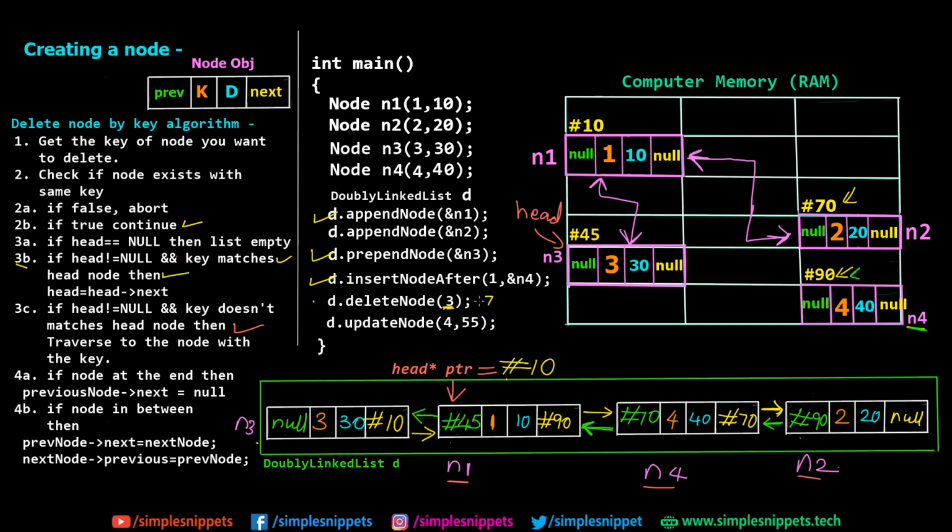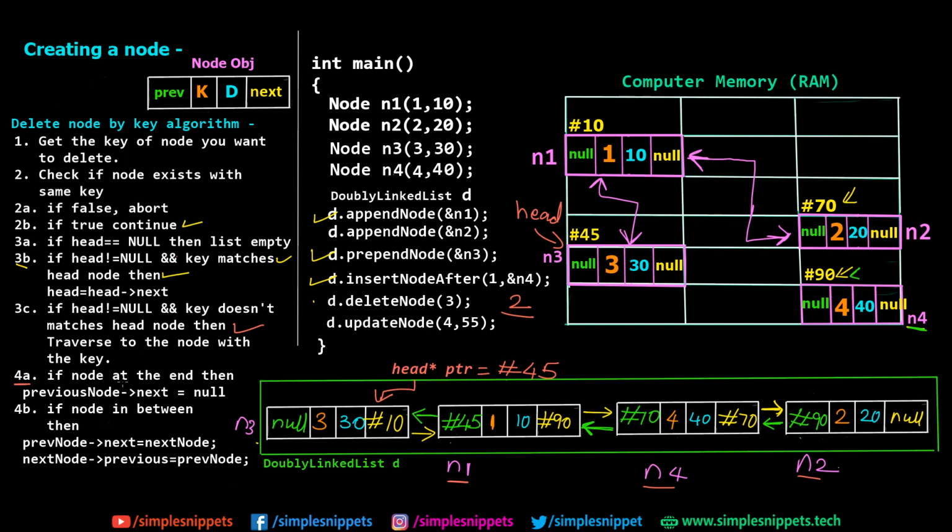But what if the key that we pass is not the head node? So let's say you pass key value as 2. Okay. So what happens in that case? So in that case, the head was initially pointing to N3 only. So let's do that first. Now let's say you pass the key of 2. Now we know that node N2 is having the key of 2 and it is at the end of the list. So this is the condition 4a.